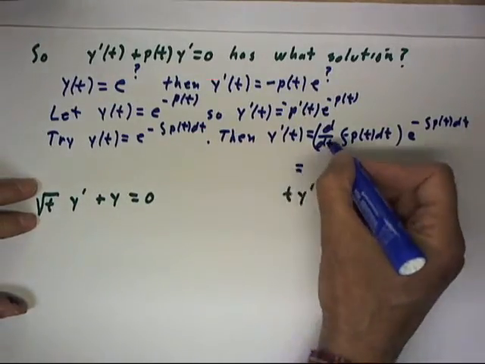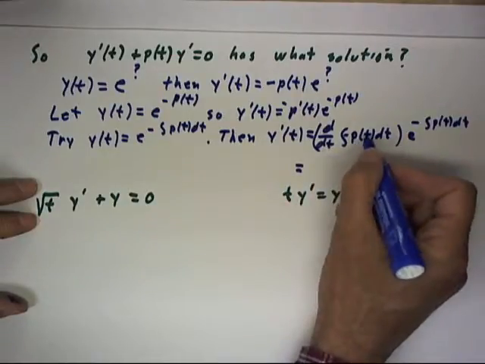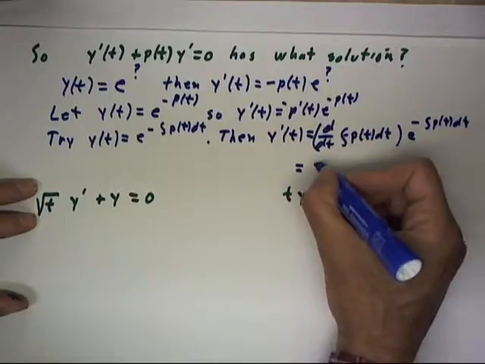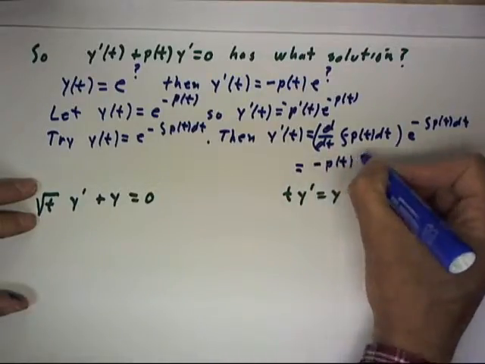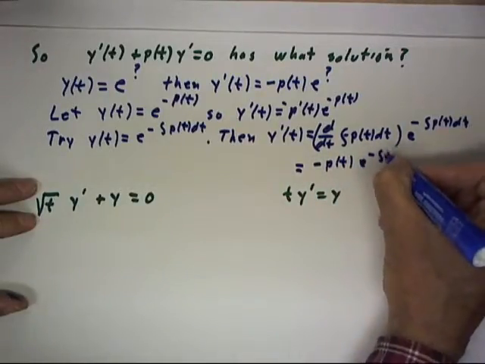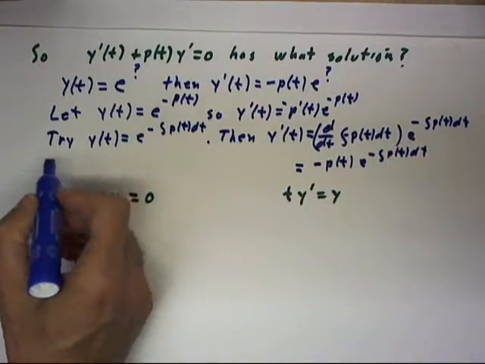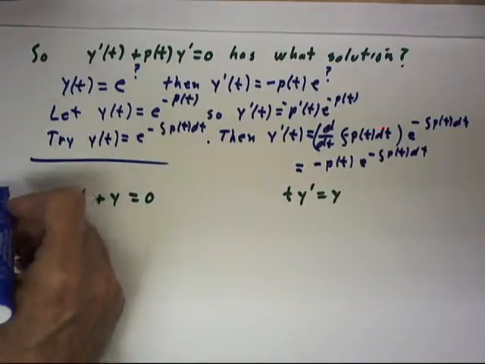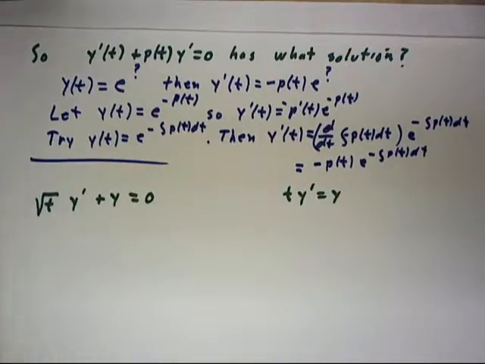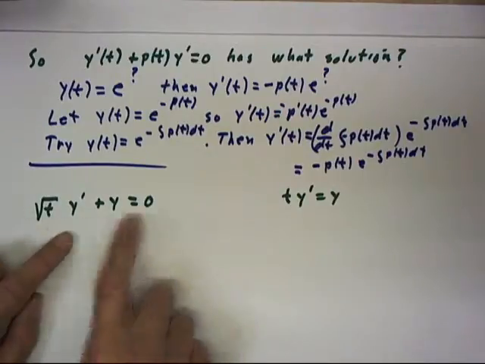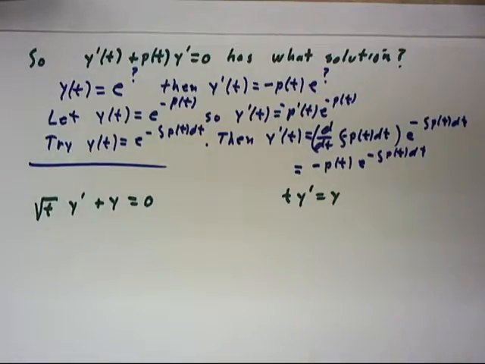And that equals, well, the derivative with respect to t of an integral with respect to t is just the function that we're integrating. So that is going to give us negative p of t e to the negative integral p of t dt. So this is our solution. Now we're going to try to apply this technique to solve a couple of relatively simple equations.